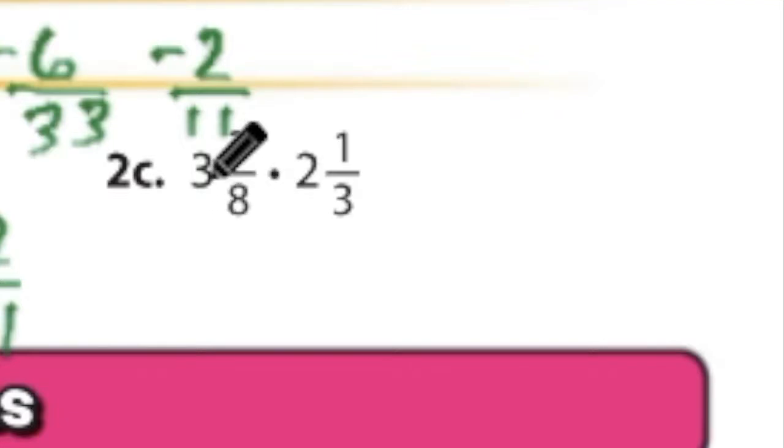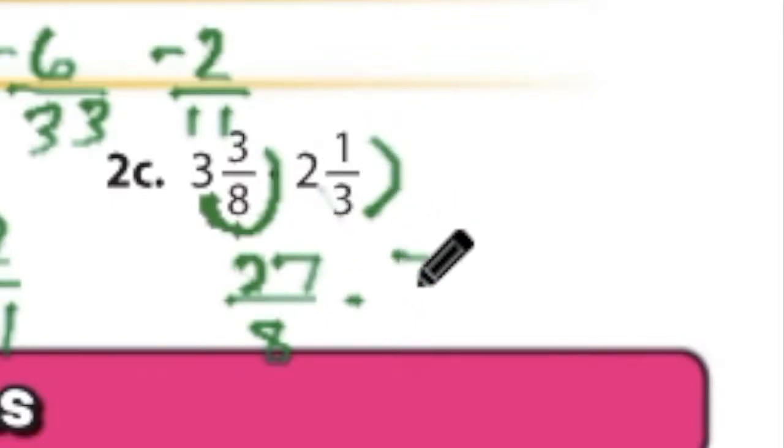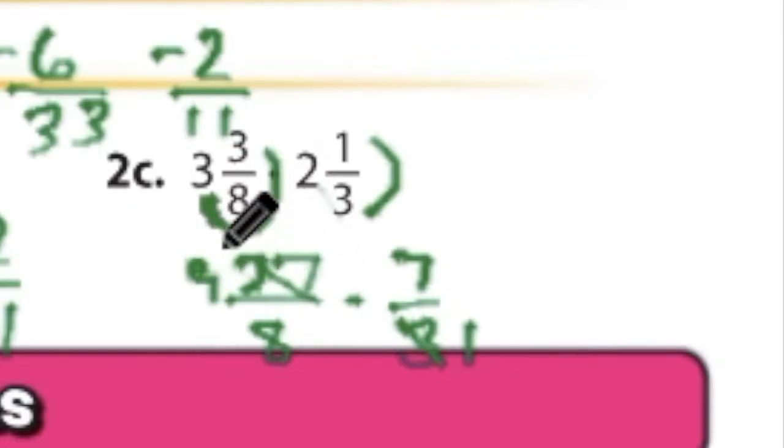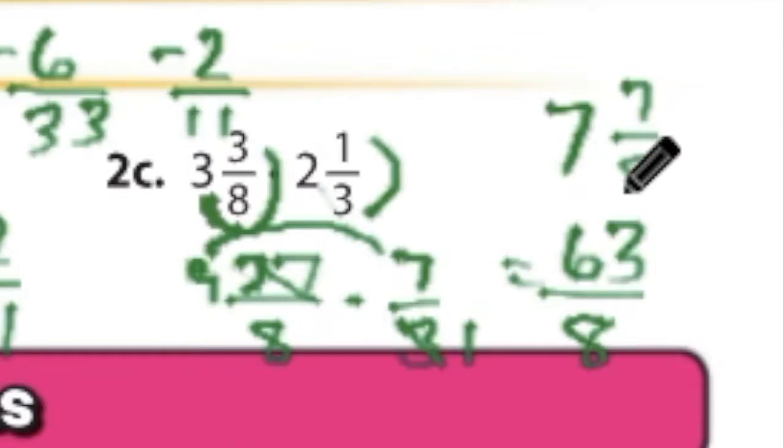When we're multiplying mixed numbers, we have to change them to improper. 3 times 8 is 24. 24 plus 3 is 27. 27/8 times 2 times 3 is 6. 6 plus 1 is 7. 7 over 3. 3 goes into 3 once. 3 goes into 27 9 times. 9 times 7 is 63. 8 times 1 is 8. That improper fraction can be further reduced to 7, which is 56, and then 7/8 left over.